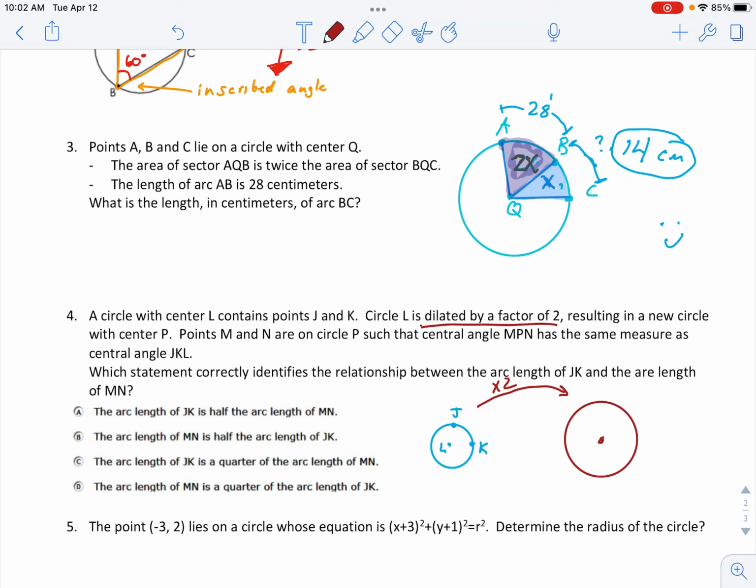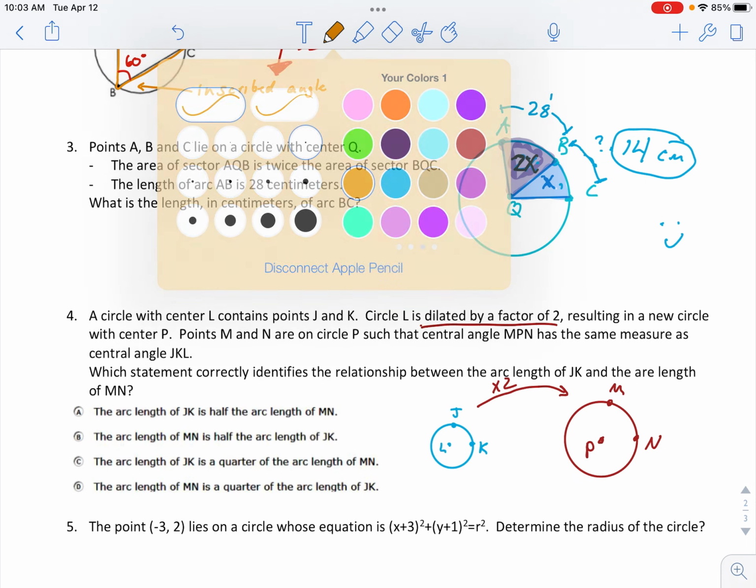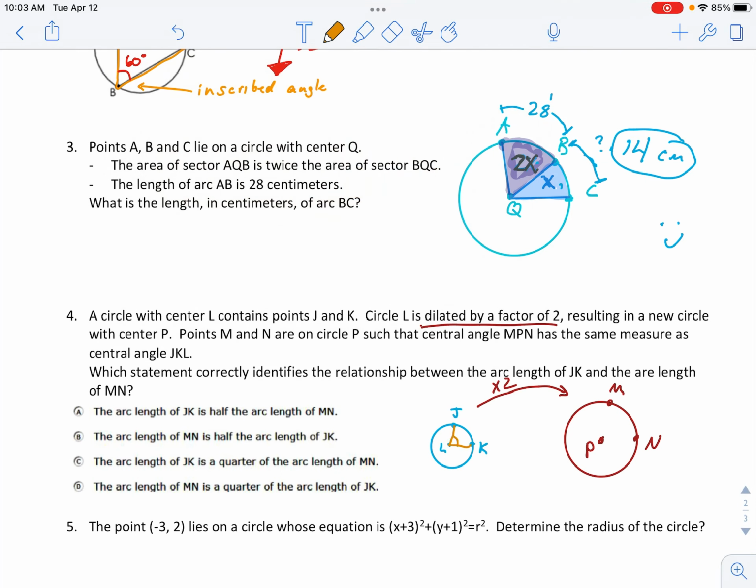All right, and it results in a new circle, circle P, where points M and N are on the circle, such that these central angles, JLK and MPN, are the same. Which statement correctly identifies the relationship between the arc length of JK and the arc length of MN?